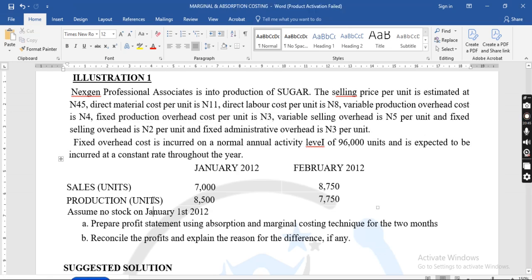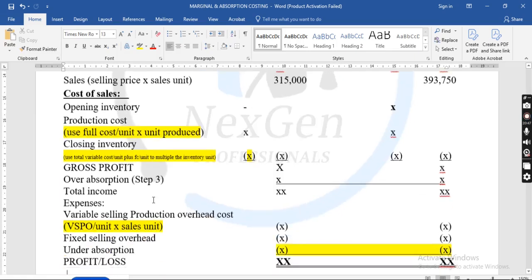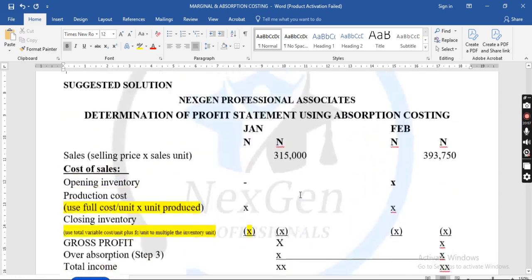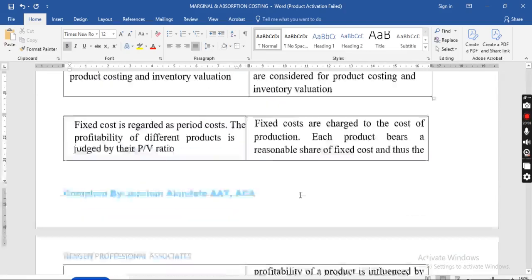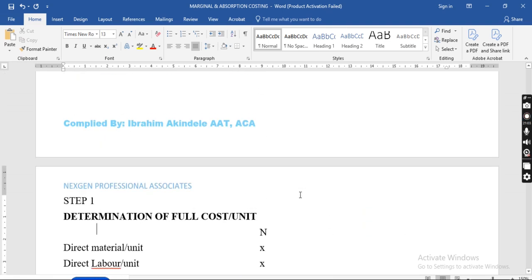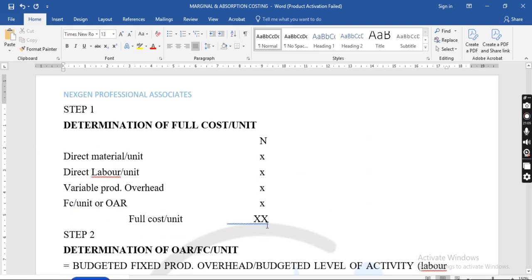Right? Now, in this case, we'll go to our step one. Step one. So let me quickly copy the determination of unit costs. Okay, this is it. Let me quickly copy this. Okay, step one.